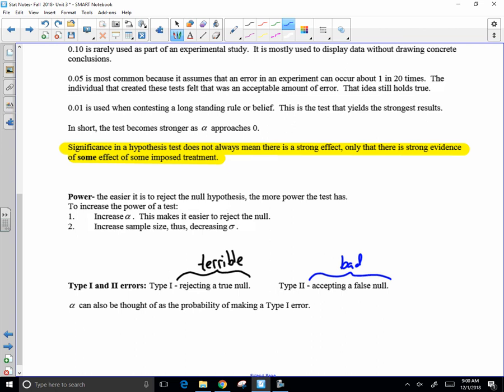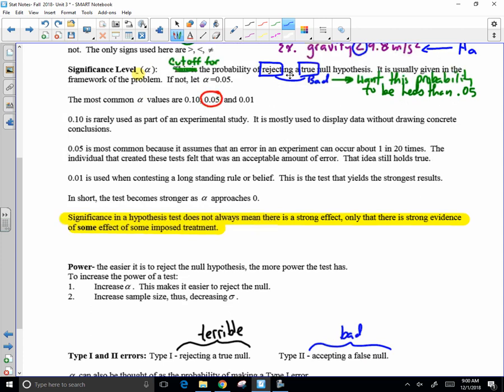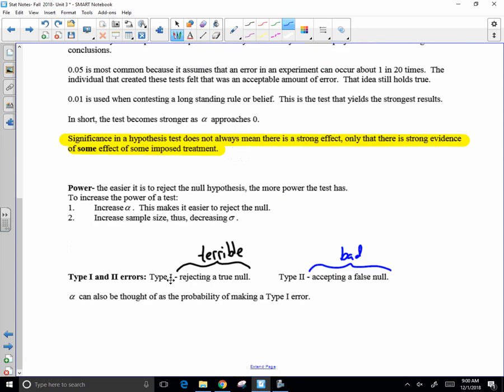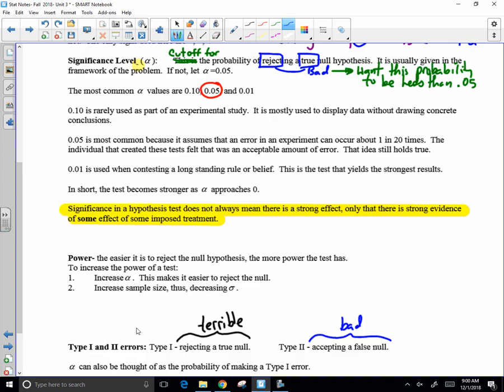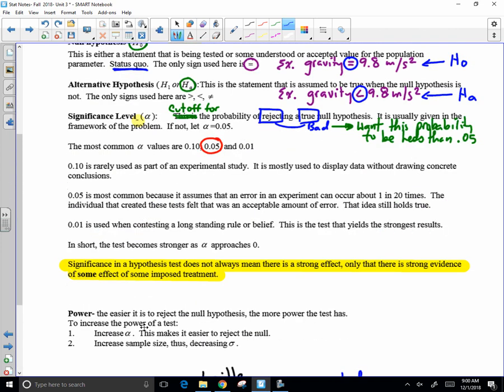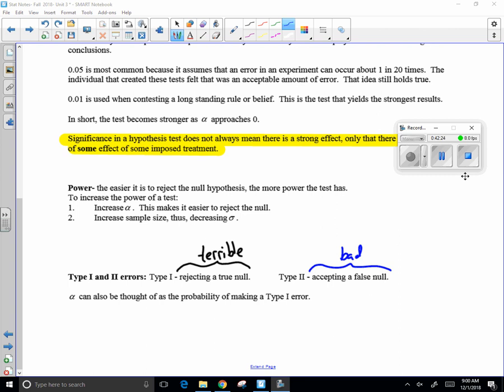We also think of alpha as the probability of making a type 1 error, because alpha is the probability of rejecting a true null hypothesis. A type 1 error is rejecting a true null hypothesis. So alpha is the probability of making a type 1 error. Obviously.